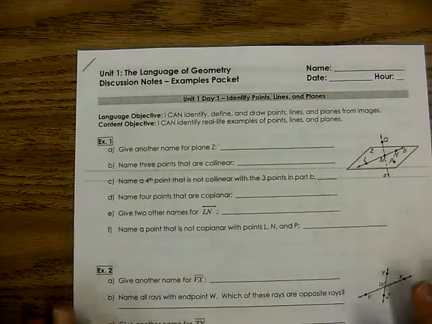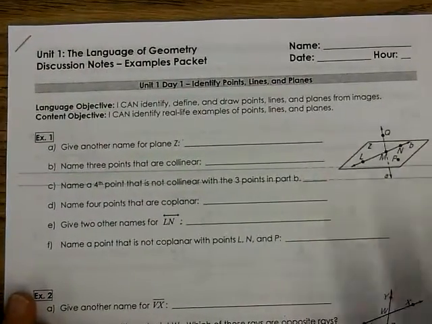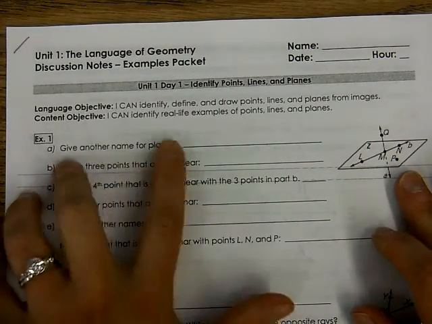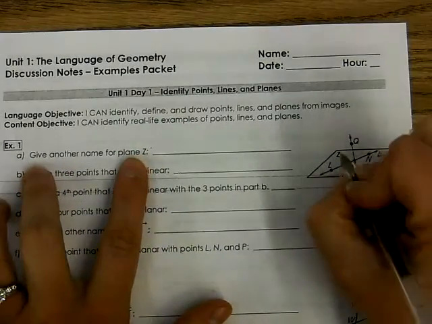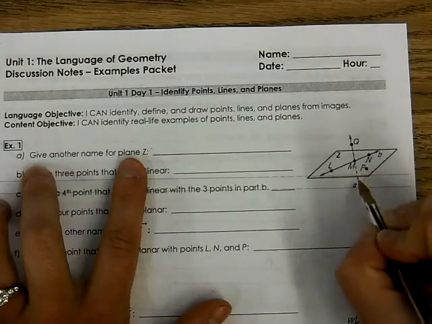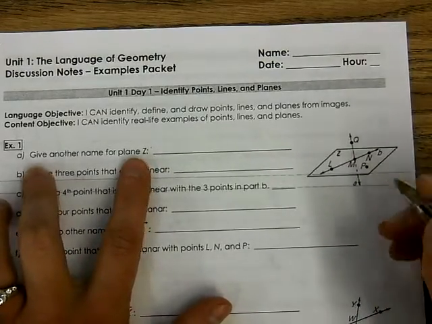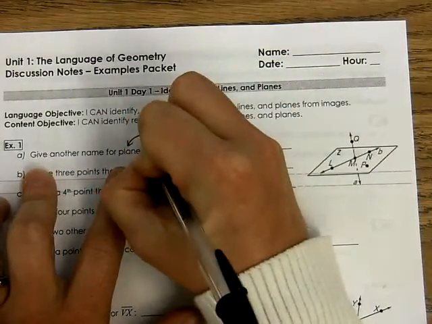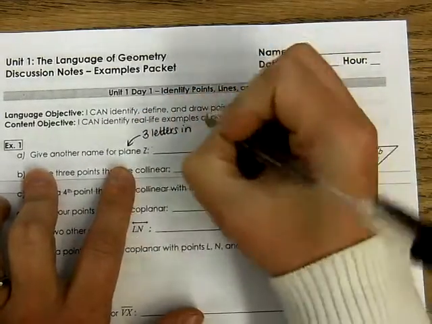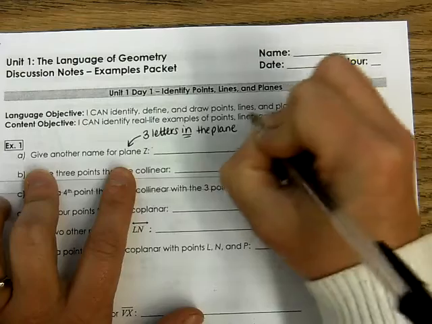All right, let's go ahead and talk about example number 1. In example number 1, we are going to be looking at this picture over here. And it's asking us to give another name for plane Z. So as you guys can see right here, Z has no dot next to it, no solid dot. And because it has no solid dot, that is the name of a plane. And remember that in order for you to name a plane, you need 3 letters inside of the plane that can form a triangle.